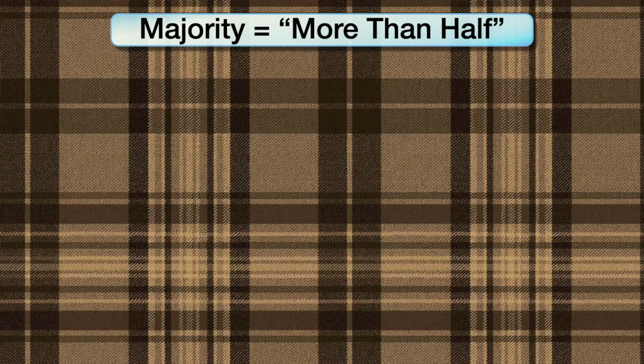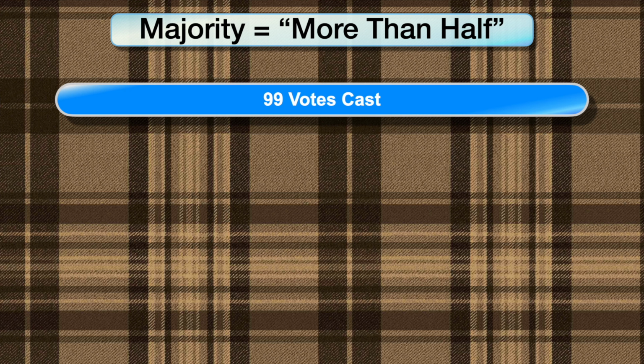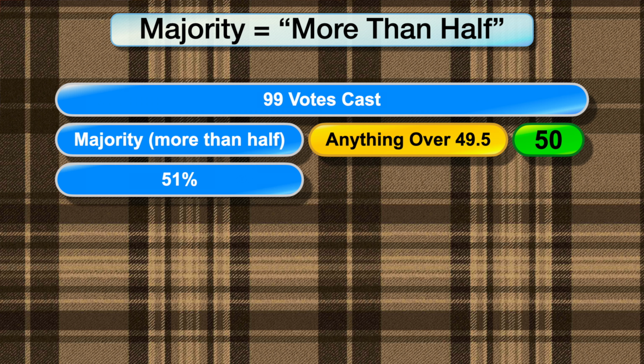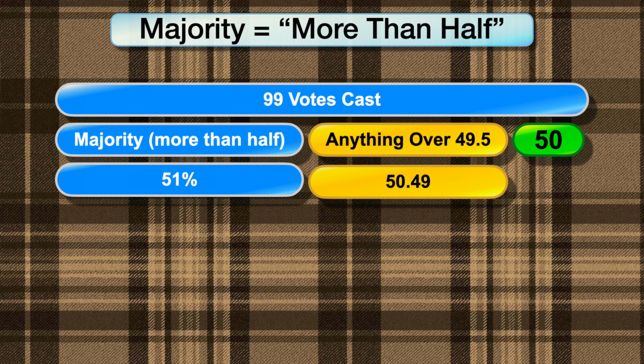We were using 1,000 votes in that example because it's the simplest to see. But the same thing happens with much lower vote totals. For example, if we have 99 votes cast, a majority would be anything over 49.5 because half of 99 is 49.5. So 50 votes would adopt the motion. If we use the 51% method, we would need 50.49 votes, which means if we don't have fractional voting, it would actually take 51 votes to adopt the motion.